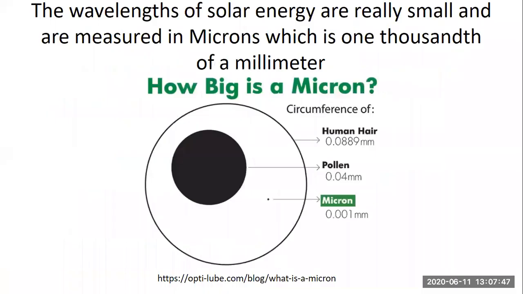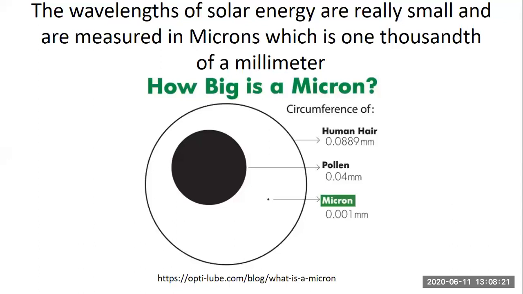Now, when we say these wavelengths are really short, what does that really mean? How short are these things? Well, we know they're going to be really small because that energy is from a hot object. We measure these wavelengths in a unit called microns. Some of you may have heard that term before, maybe a lot haven't. So how big is a micron? A micron is 1/1000th of a millimeter. It takes a little over 25 millimeters to equal 1 inch.